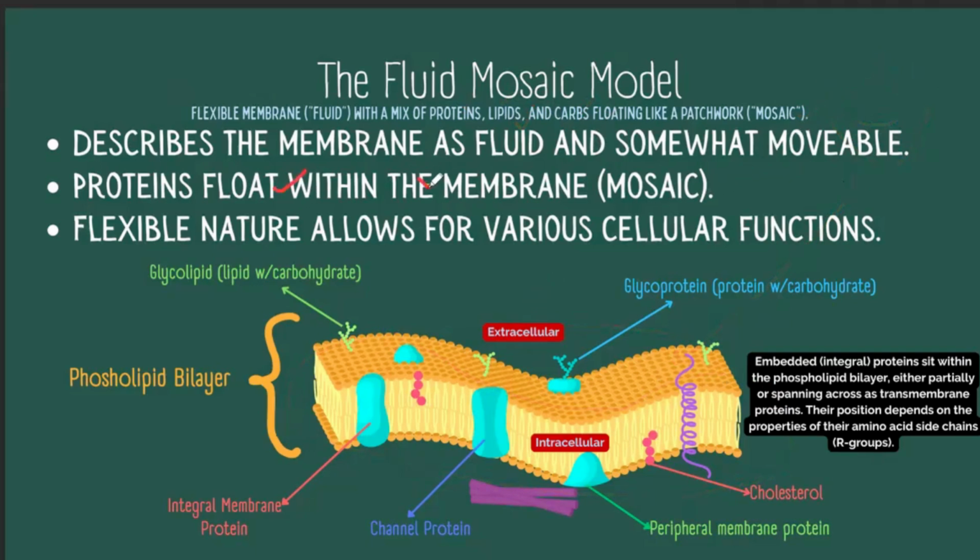Proteins can float within the membrane. So you could see there are different types of proteins that we talked about before. And that's because they're mosaic. They're flexible in nature with these proteins and they allow for various cell functions. If you look at this picture here, you see the phospholipid bilayer. And if you zoom in, you'll see that six-ring structure. Those are the attachments. And if you remember in the other photo, you had a lipid attached to a carbohydrate.